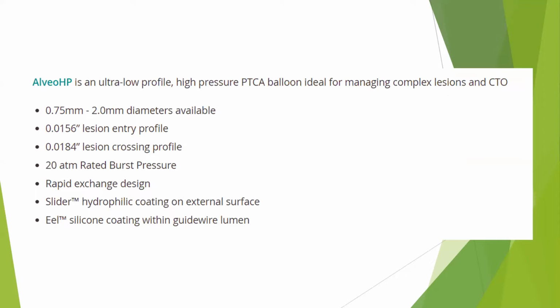It has a big portfolio between 0.75 and 2, and now the Alveo 0.75 is an excellent addition. It has a very small crossing profile and entry profile, 0.0156 inch, so a little bit bigger than the wire. It has an RBP of 20 atmospheres, a rapid exchange design, a hydrophilic external coating, and a silicone internal coating within the guide wire lumen.